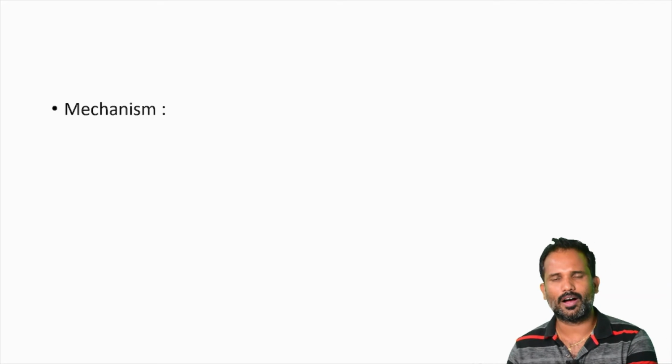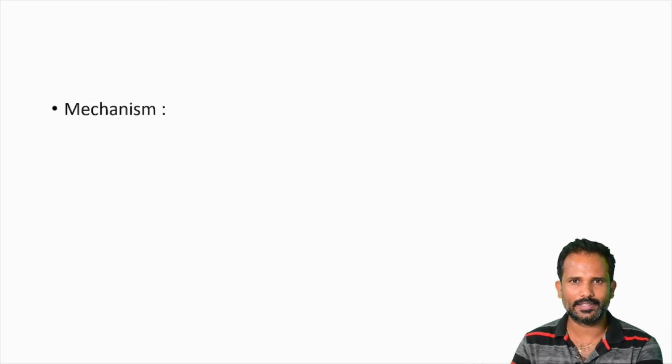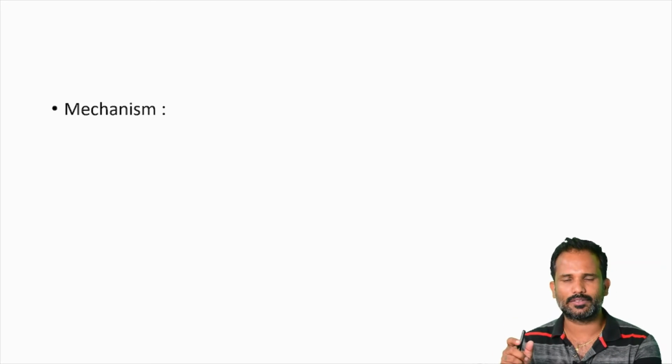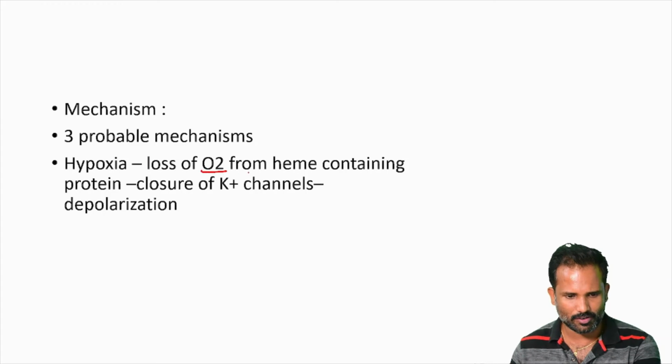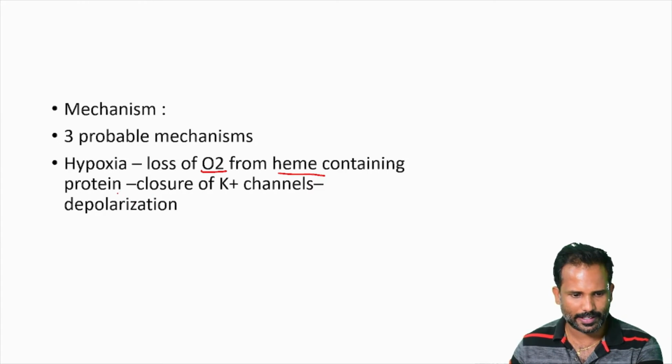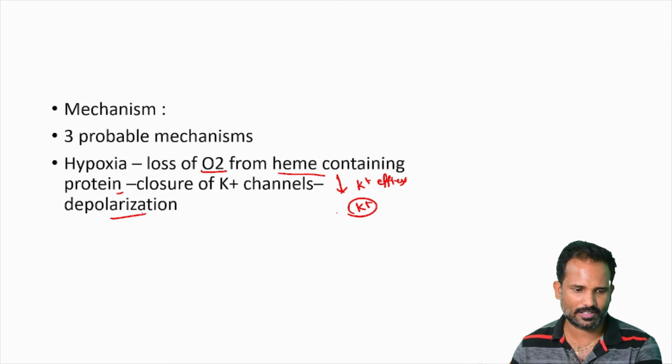Coming to how hypoxia acts, there are three probable mechanisms which cause the closure of potassium channels. One is that there is a heme protein which is bound to oxygen. Whenever oxygen on the heme-containing protein is lowered, closure of potassium channels occurs. This causes decreased potassium efflux, so K plus remains inside and that causes depolarization.